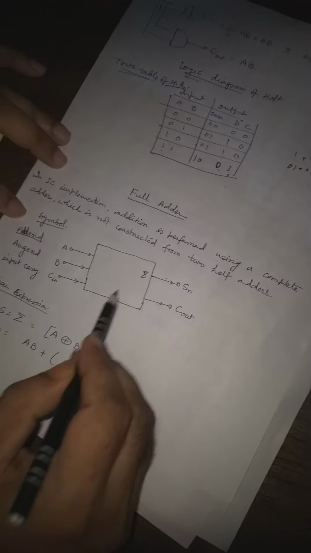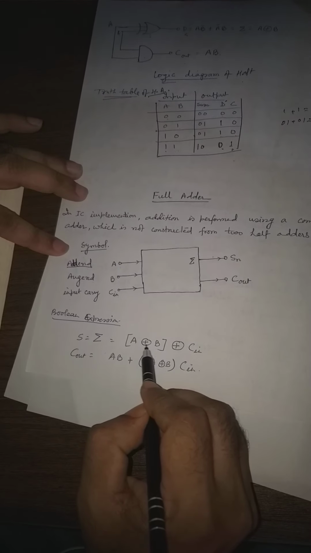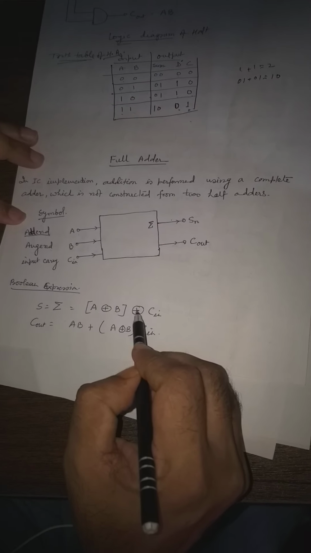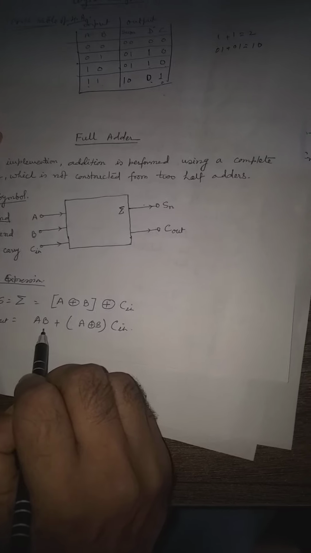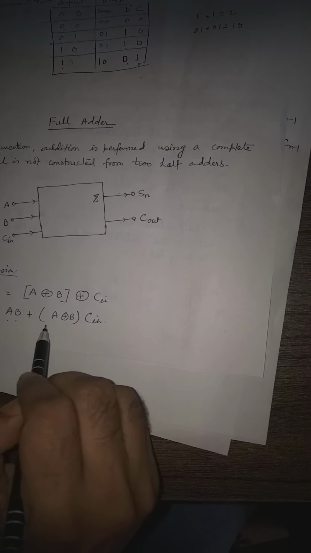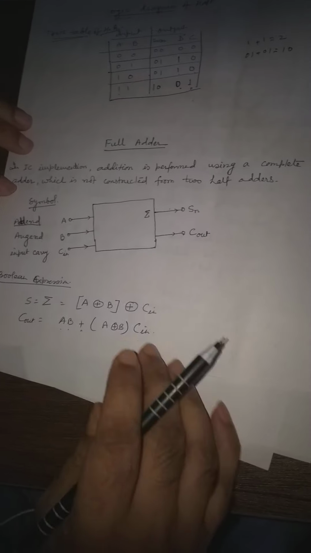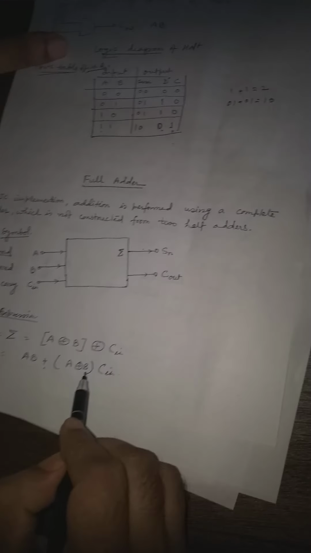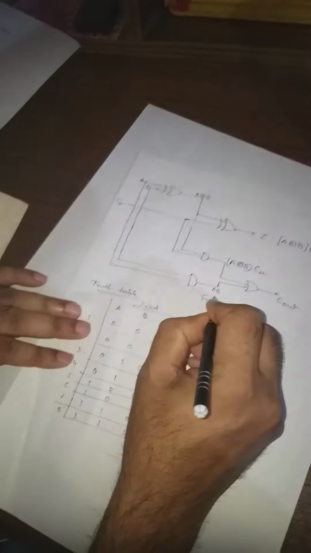Boolean expression for this full adder is S equal to A exclusive OR B, then again exclusive OR C input, and C output is AB, this is your AND gate, AND of AB, and then OR of A exclusive OR B and C input. Now this is your logic diagram of the full adder.